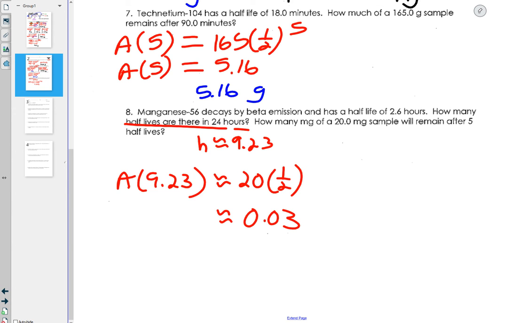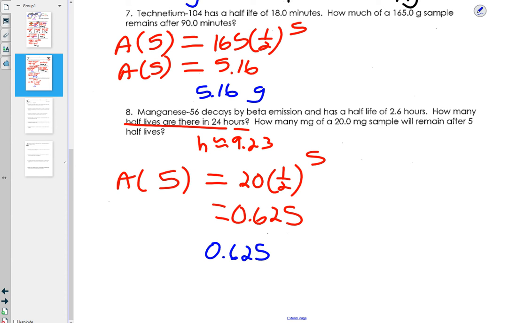Yeah, let's erase that. I read it wrong. So it's 5 half-lives. I'm gonna have to erase everything. Just put a 5. So that's gonna be 20 divided by 32. And hopefully there's no need to round. Oh, we got only 0.625. And we were already measuring in milligrams, so it's 0.625 milligrams.